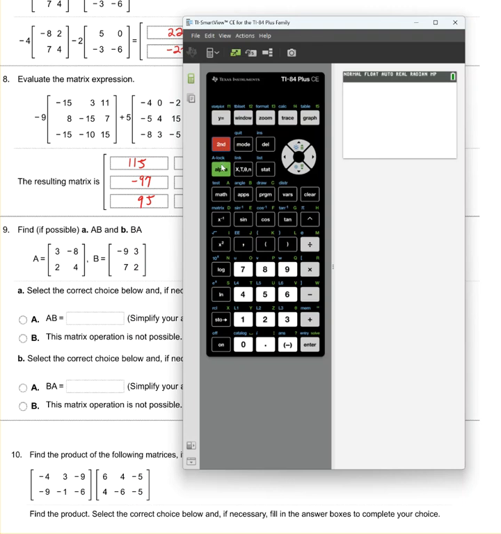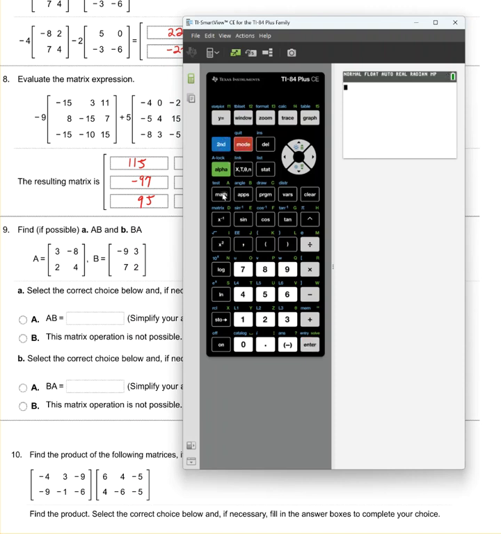We'll go back in and put B in, second matrix, Edit. Let me do that again. Second matrix. Let's go down to B, over to Edit. I gotta get to B sometime. All right, there we go. B is a 2 by 2 as well. And we've got -9, 3, 7, and 2. All right, so we've got them in.